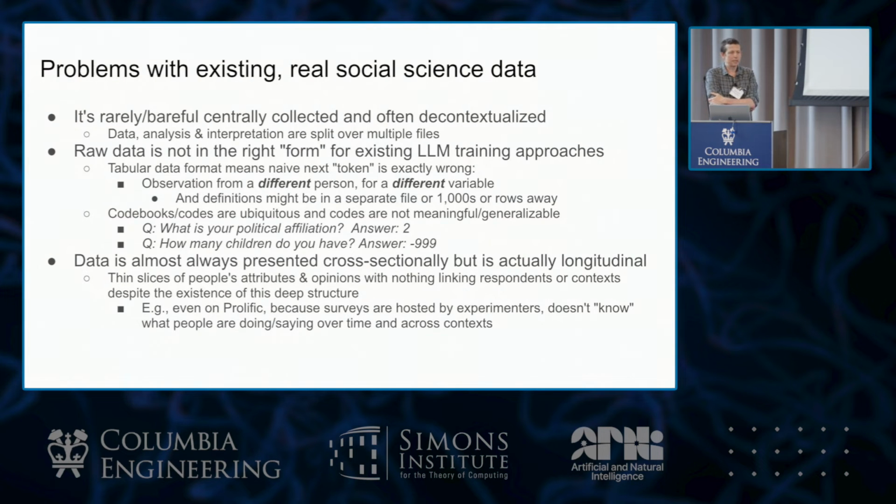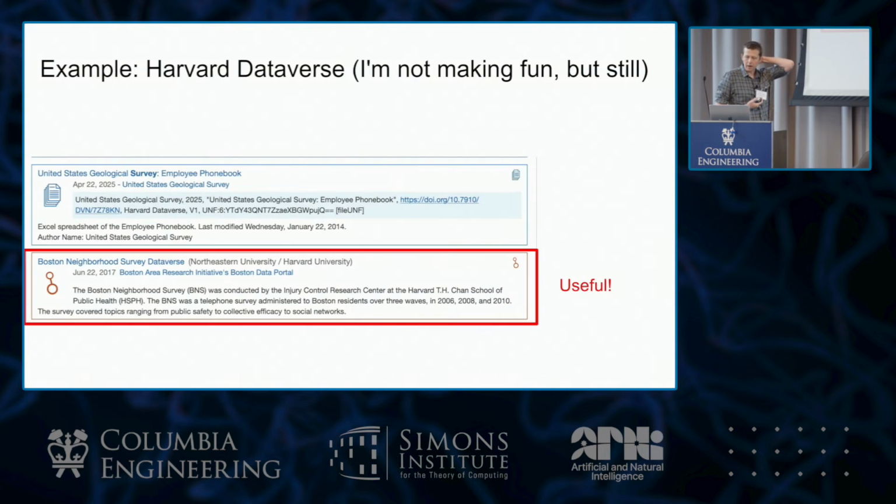There are a couple of problems I see with existing real social science data for this idea. One, it's rarely centrally collected, and it's often decontextualized. Second, raw data is often not in the right form for existing training approaches, and I'll make this more concrete in a minute. And then it's often shown as a cross section when we know it's actually repeated observations on the same person. Let me just give an example.